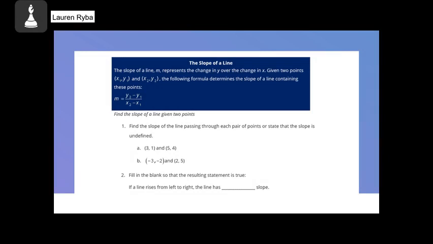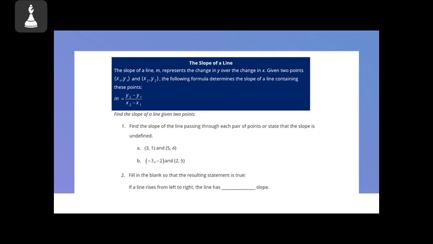First equation we will talk about here is the slope of a line. The slope of the line, represented by m, is the change in y over the change in x. Given 2 points, x1, y1, and x2, y2, we can use the following formula to determine the slope between these 2 points. m equals y2 minus y1 over x2 minus x1. So that's the first thing we're going to work with here.